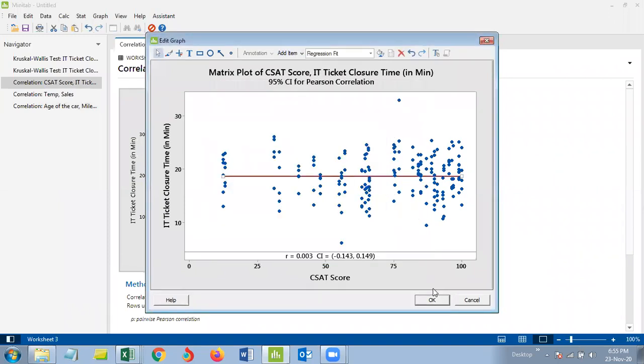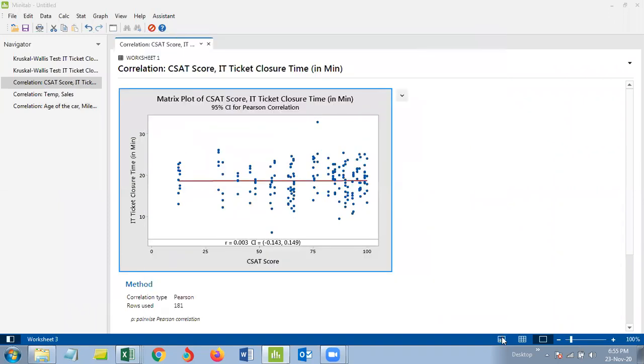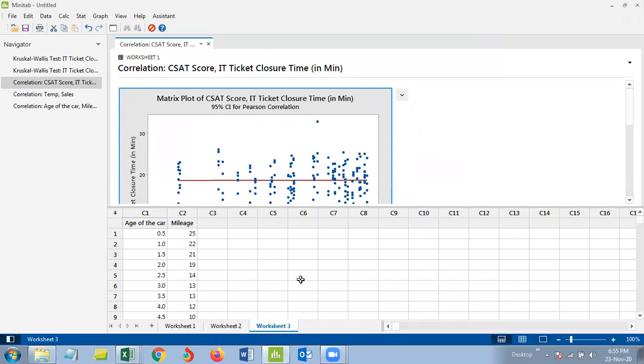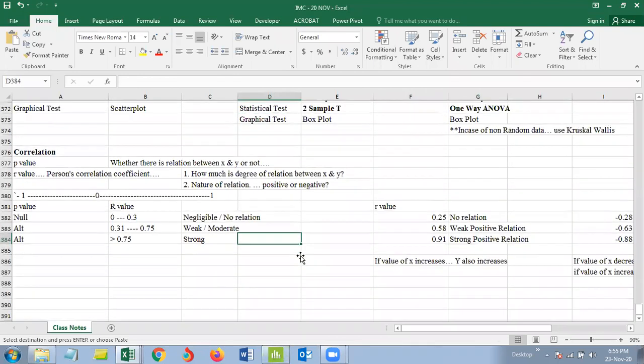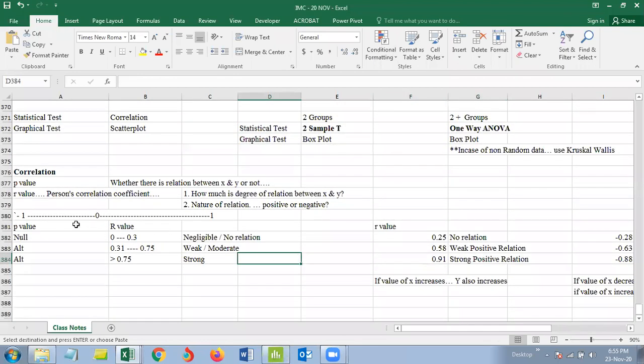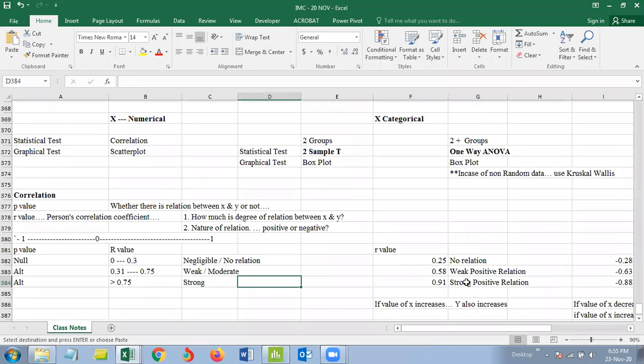That's a flat line, no relationship. I hope we're all good with correlation. Everyone understands how correlation works? Yes. Okay, all right. So that's done.